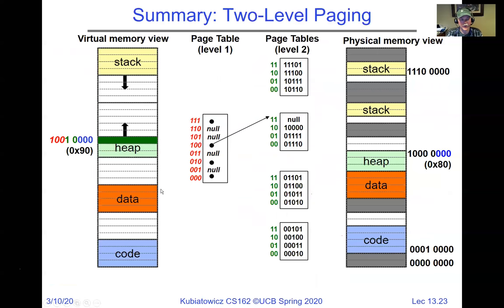All right. So for instance, here's an address in the heap. We take the first couple of bits off, that gives us something in the top level. We take a second set of bits, that gives us something in the second level. And eventually that says that this page in the heap, this part of the virtual address space, translates to this part in the physical space. All right.